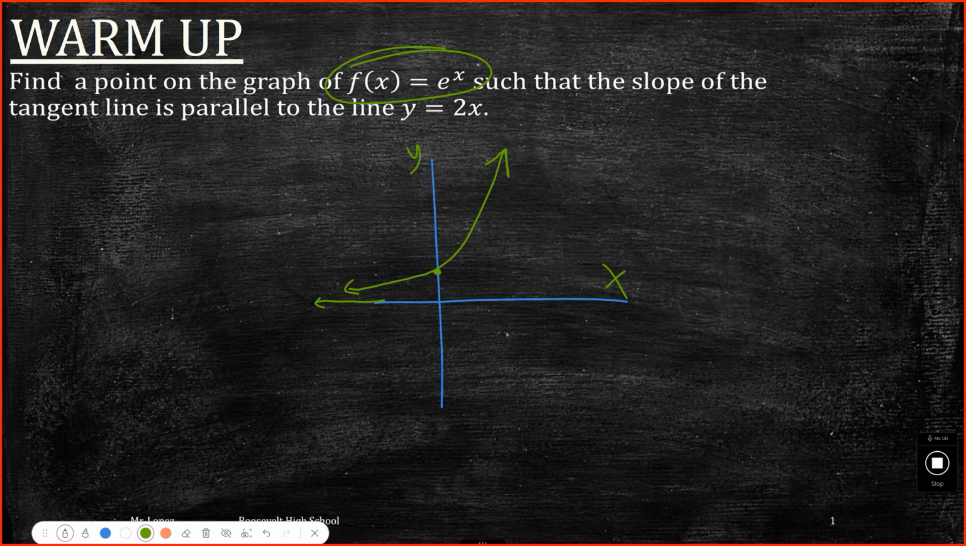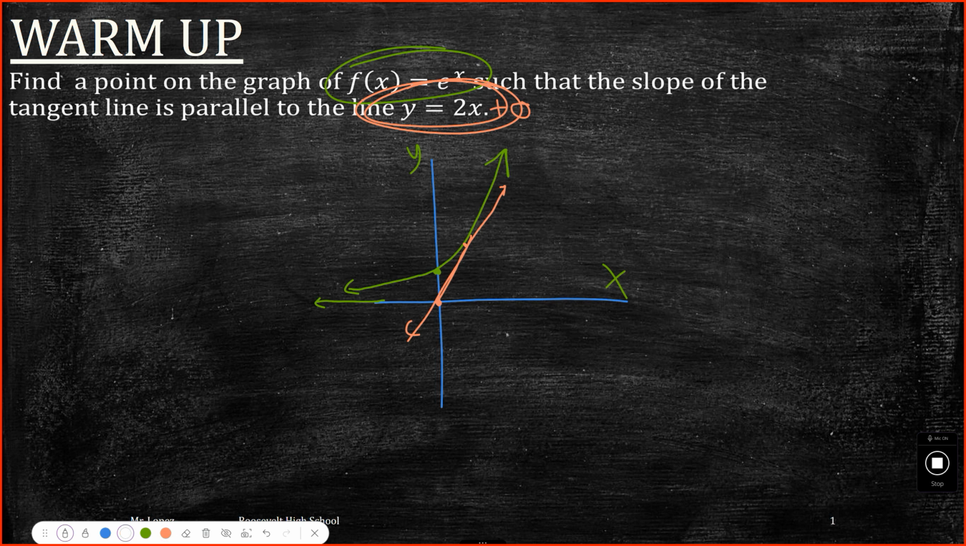It says a line tangent to this graph that is parallel to this line here. Well, this is a line, no? It goes through 0, and it goes up 2 over 1, because that's the slope. I'm just going to guess that this line, y equals 2x, goes something like that. I kind of have an idea what I'm looking for.